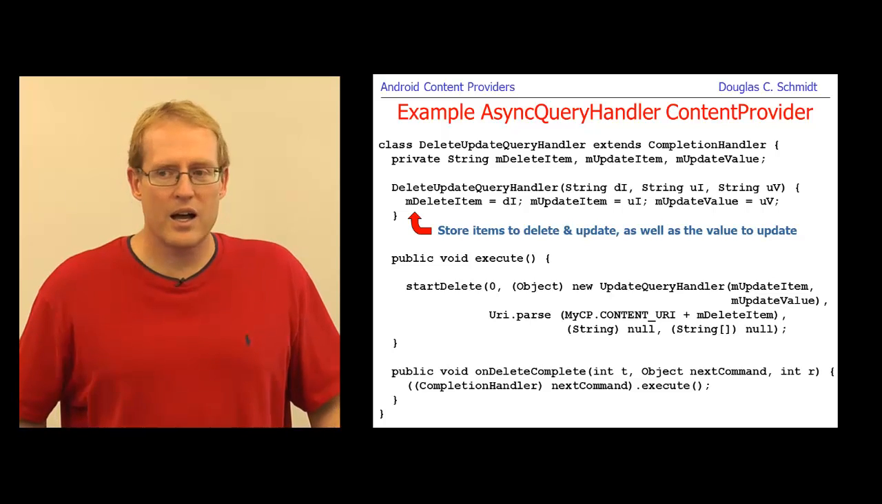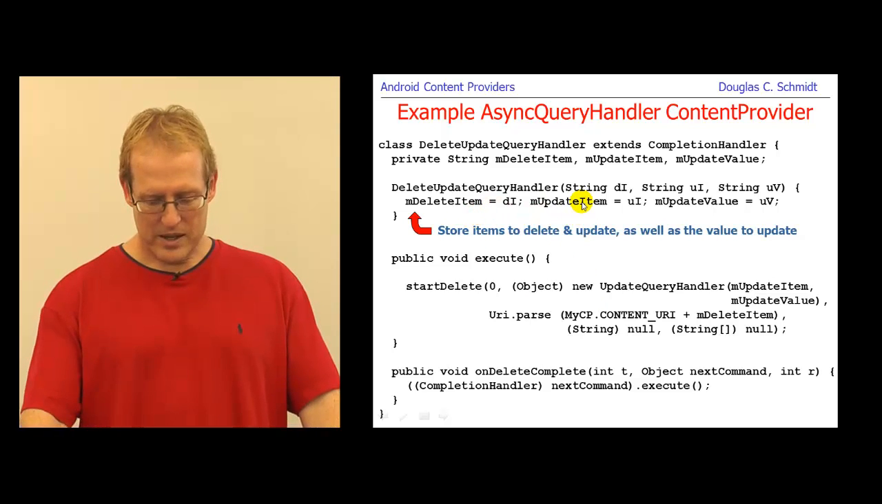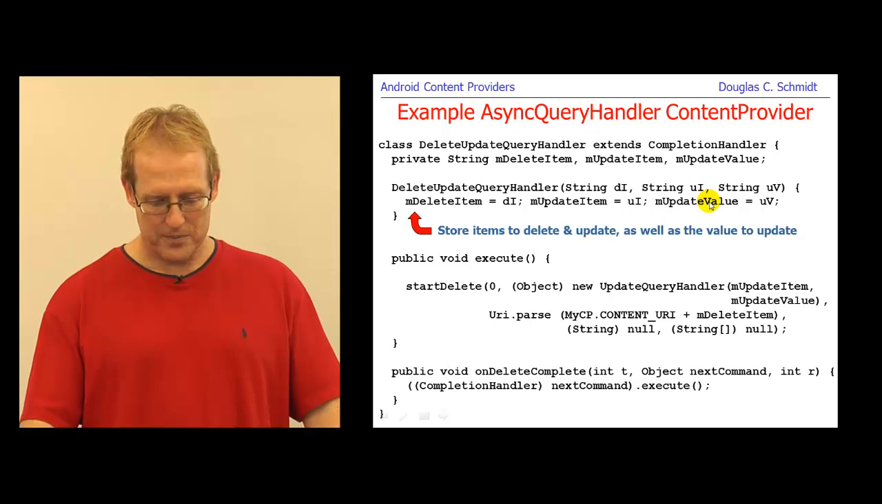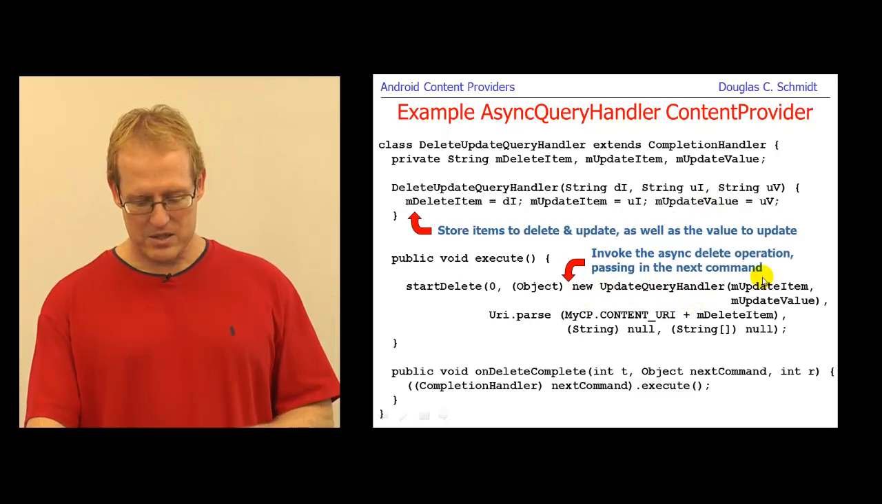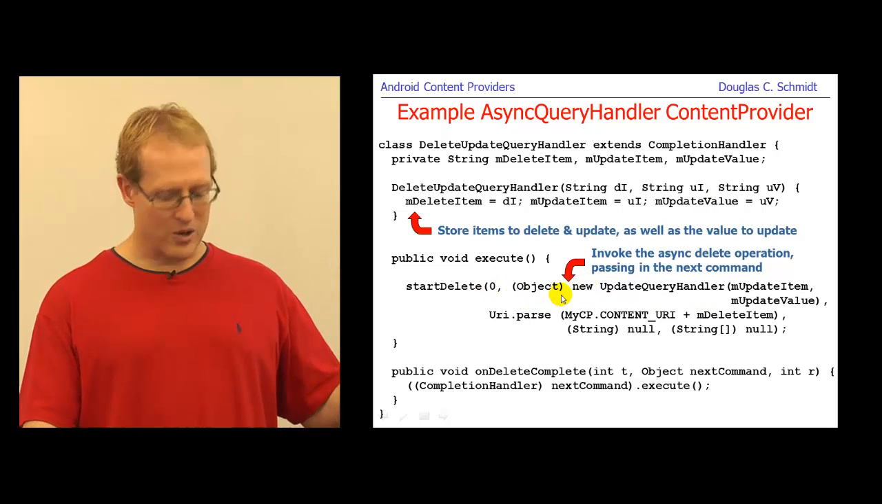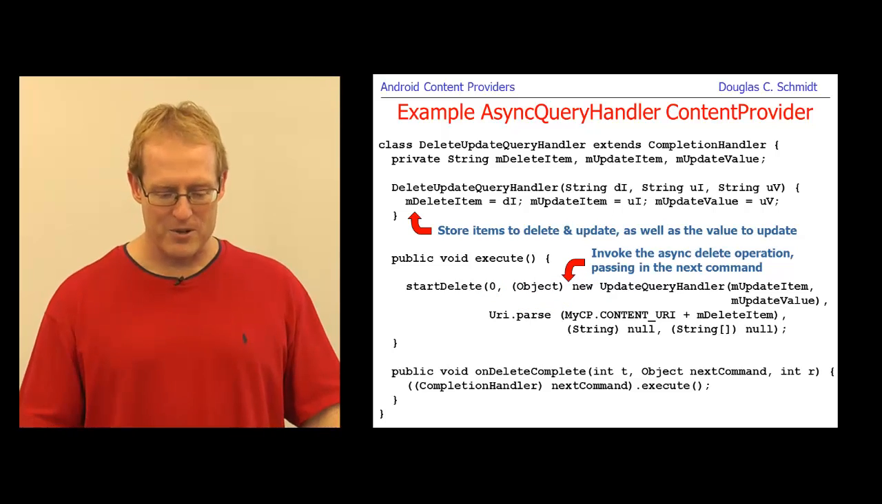Here's the update query handler. So as you can see, in this particular case, it stores a bunch of things. It goes ahead and invokes the asynchronous update operation. And this update operation will basically go ahead and do the updates. And then it'll go ahead and kick off the next thing when it completes. There's a consistency with all the behaviors here.